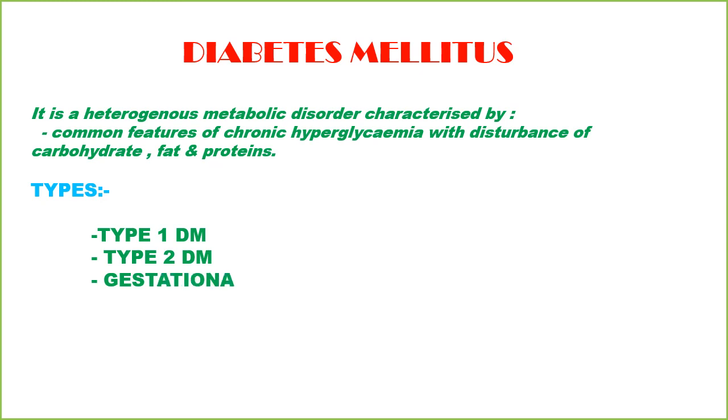Now talking about the types of diabetes mellitus, there are four types. Type 1 diabetes mellitus, which is also called insulin dependent or juvenile onset diabetes. Then type 2 diabetes, which is also known as non-insulin dependent or maturity onset diabetes. Then there is gestational diabetes, which occurs in pregnancy. And then there are other specific types of diabetes.